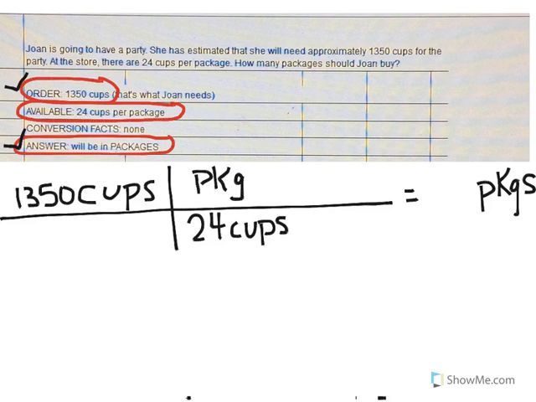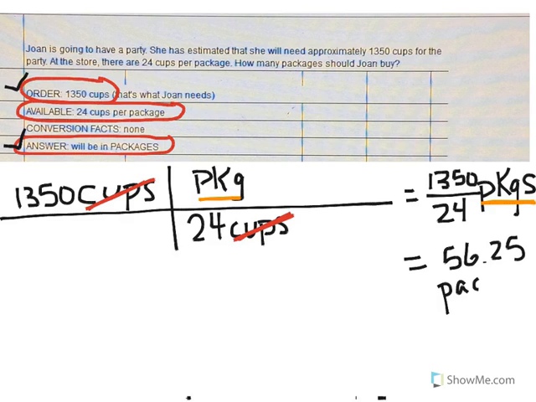What this allows me to do is cancel my cups on bottom with my cups on top. And notice what I'm left with. Packages, which matches up with what I want in my answer, packages. So now I multiply across the top, I multiply across the bottom, and I divide the two answers that I get. 56.25 packages.